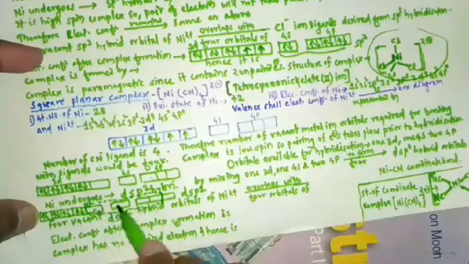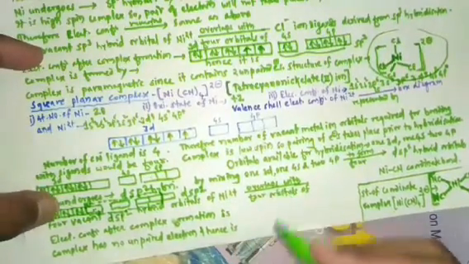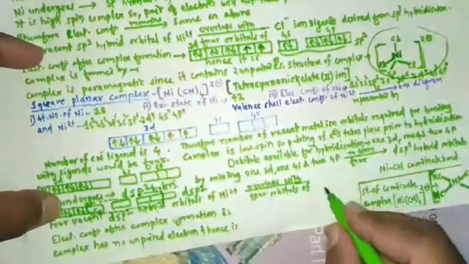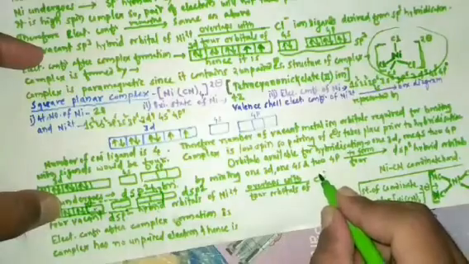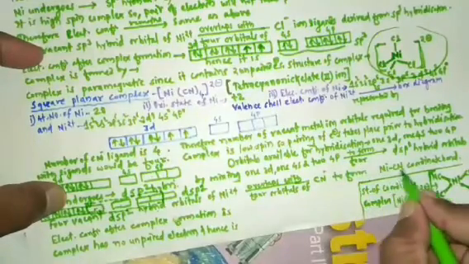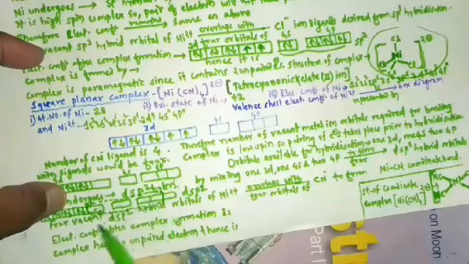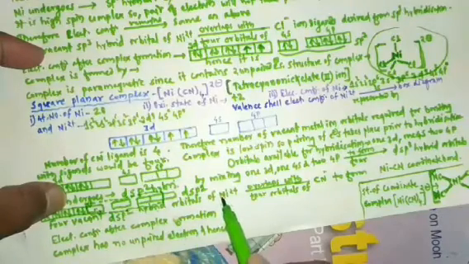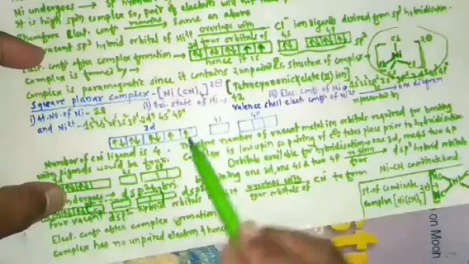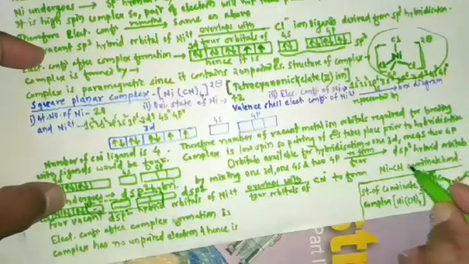The 4 vacant dsp2 hybrid orbitals of Ni2+ then overlap with 4 orbitals of CN minus to form Ni-CN coordinate bonds.